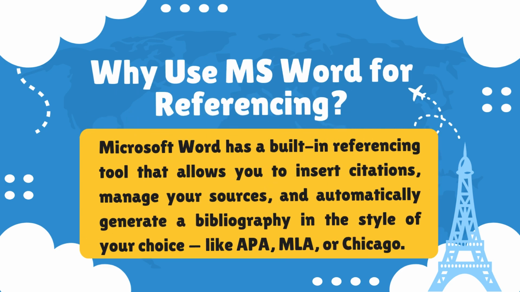So, now we understood what referencing is and why it is important in academic writing. Let us look at the practical question. How can we make referencing easier and more efficient? That is where Microsoft Word comes in. Microsoft Word has a built in referencing tool that helps you manage citations quickly and correctly. With just a few clicks, you can add sources, insert in text citations, and automatically generate a bibliography, all without worrying about formatting. It supports popular citation styles like APA, MLA, Chicago, etc., and helps you stay consistent throughout your work.